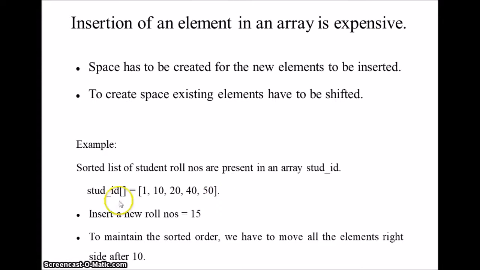For example, assume that you have this student ID array where you have stored the roll numbers in proper ascending order. Now suppose this new roll number 15 needs to be inserted. This 15 should be inserted in between 10 and 20. For arrays, to insert 15 here, you have to shift this 50 to the right side, then 40, then 20, then create a space where you can insert 15. So this shifting is expensive.